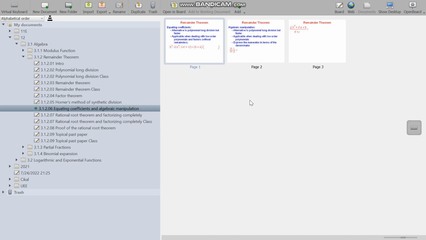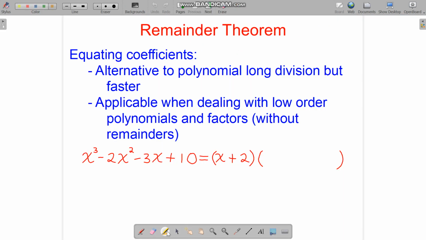Hello everyone, this video is about equating coefficients and algebraic manipulation when finding the factor or when doing algebraic divisions. Equating coefficients is an alternative to polynomial long division but faster, only applicable when dealing with low order polynomials and factors. Factors means without remainders.